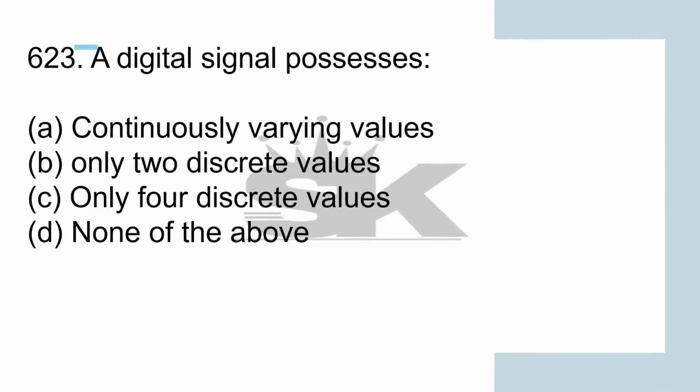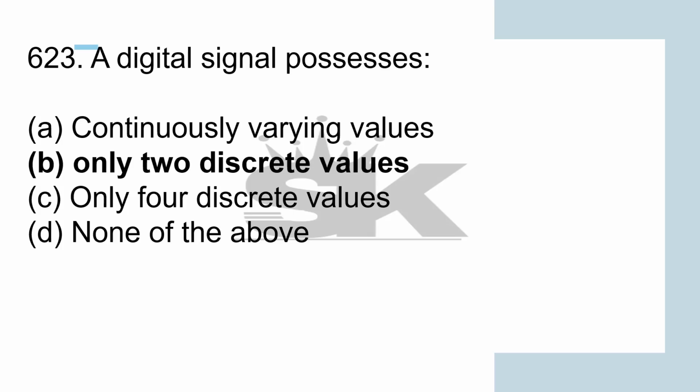A digital signal processes only two discrete values. Digital signal is a signal that is being used to represent data as a sequence of discrete values. At any given time, it can only take on one of a finite number of values.